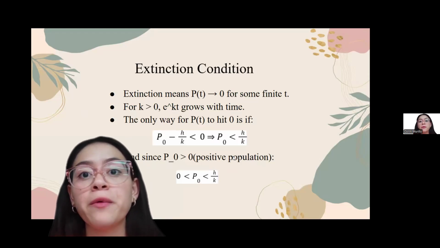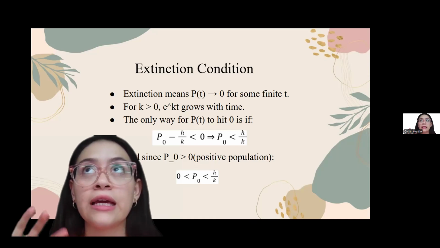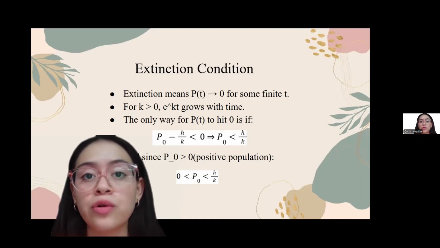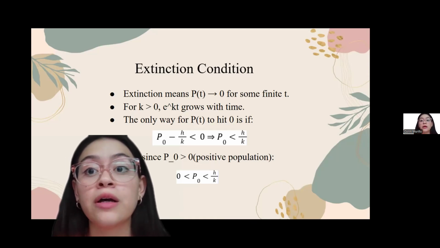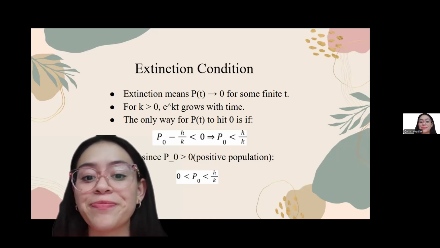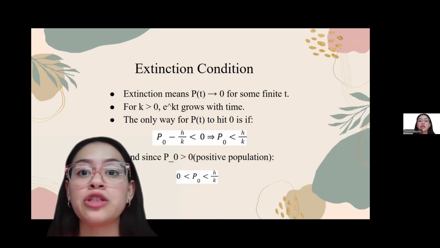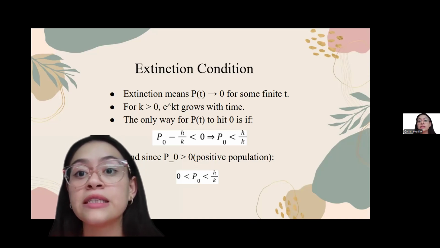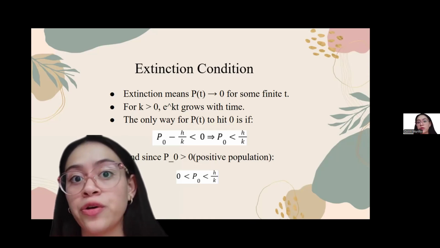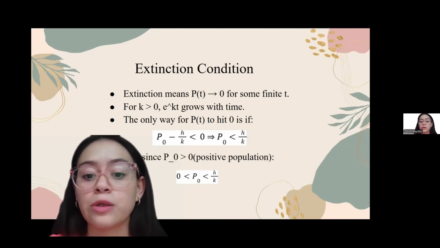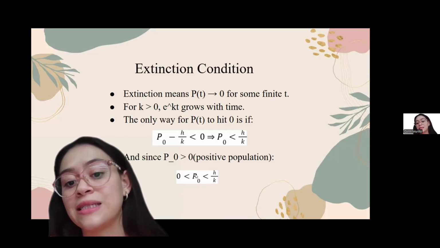Extinction conditions. To find when extinction happens, we see when P(t) can reach 0. For k greater than 0, the exponential grows. So the only way P(t) can go to 0 is if P0 minus h over k is negative. That means the starting population must be less than h over k. And since it can't be negative, the extinction condition is 0 < P0 < h/k, which is right here. So h/k is greater than P0, and 0 is less than P0.